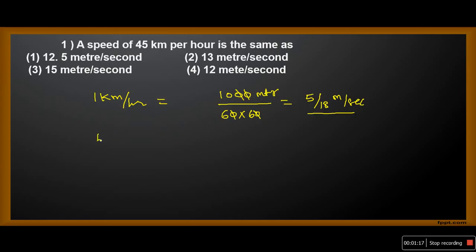So 45 kilometer per hour equivalent to 45 into 5 by 18 meter per second. Simplify this. 9 5s are 45, 9 2s are 18, 5 into 5 is 25, 25 by 2, which is equivalent to 12.5 meter per second. So the answer is option 1.